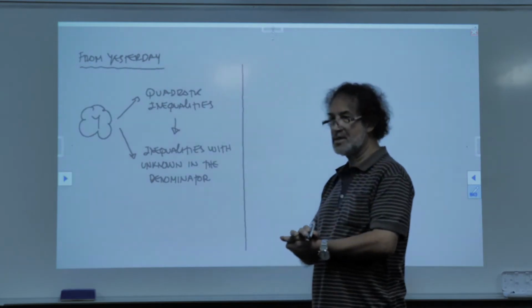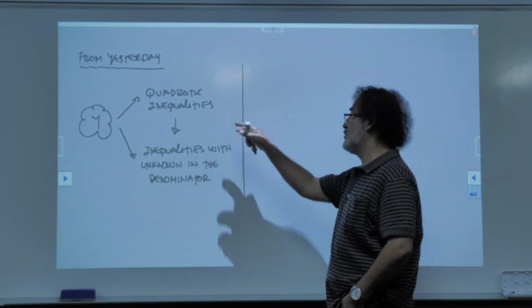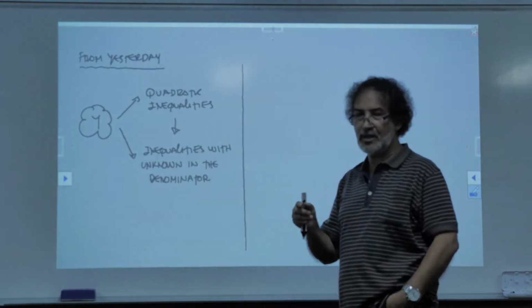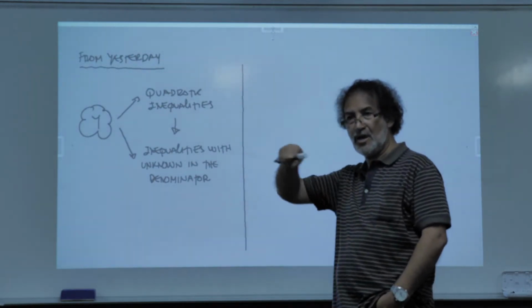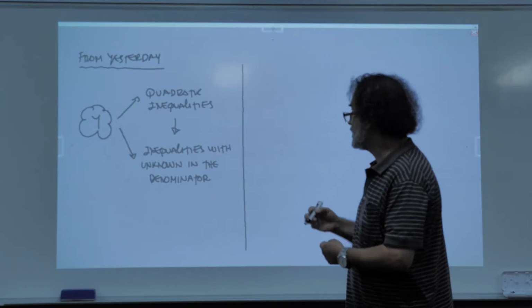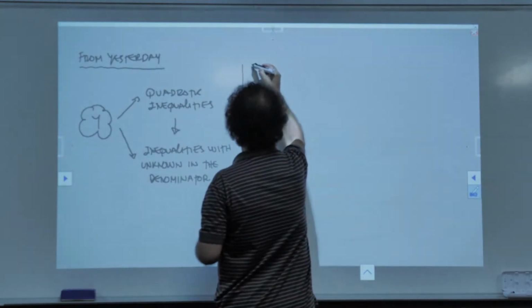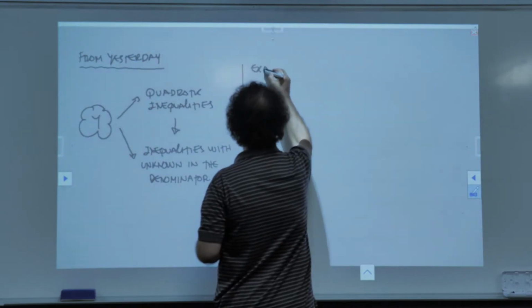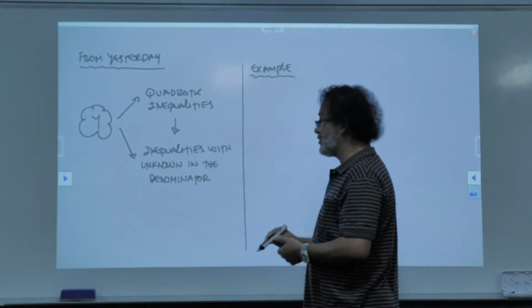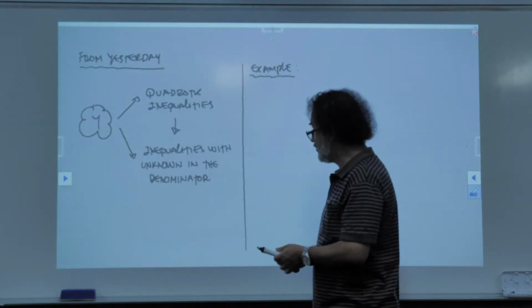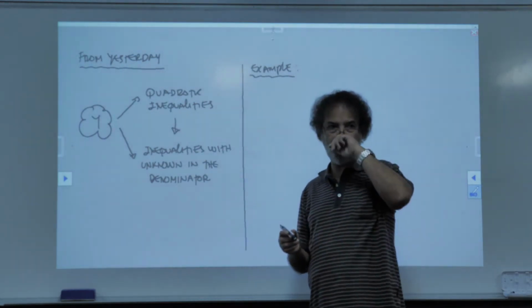And also yesterday we said that we can do this quadratic inequality in two different ways. You can solve them analytically, or you can use a graph. We're going to do one example of each one and then move on quickly to this. So this is what happened yesterday: we talked about quadratic inequalities and inequalities with unknown in the denominator. That's all we did yesterday.